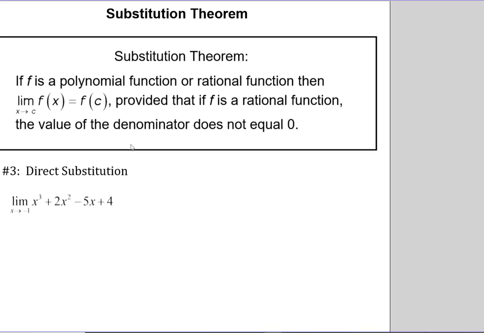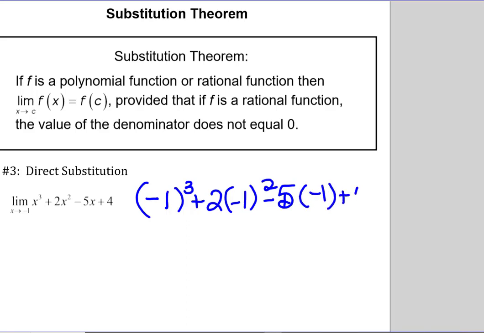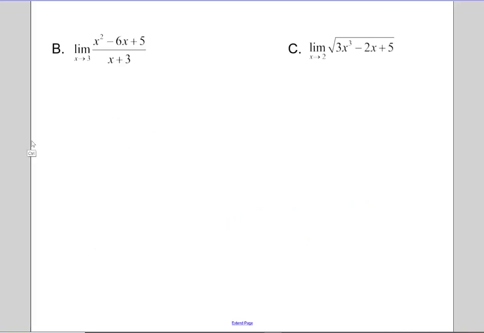So the first one, by direct substitution, is pretty straightforward. Most of us can do this in our head. We want -1 cubed, and we want to do 2 times -1 squared, and then -5 times -1, and add 4. So we've got -1 plus 2 plus 5 plus 4, and that looks like 10. So by direct substitution on a polynomial, pretty straightforward.